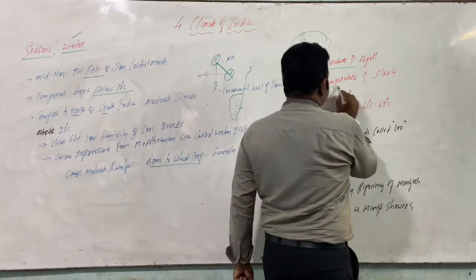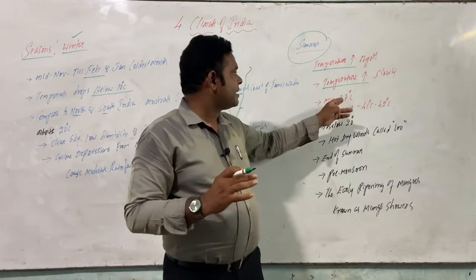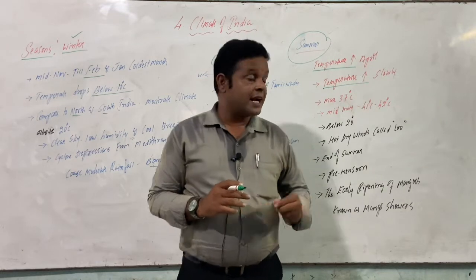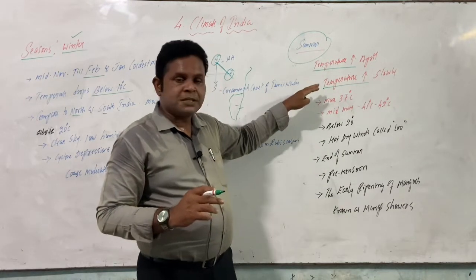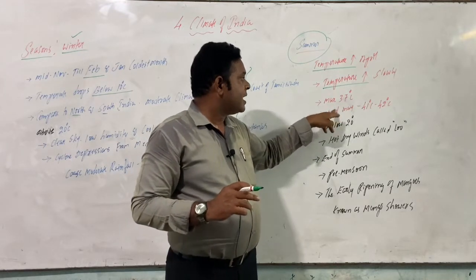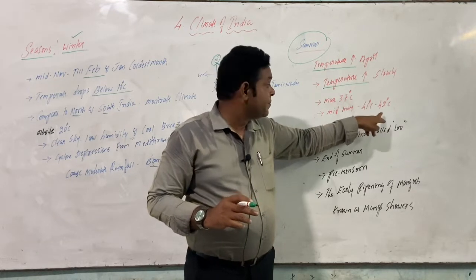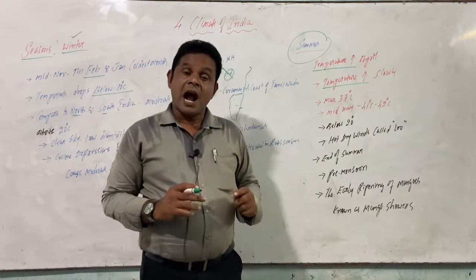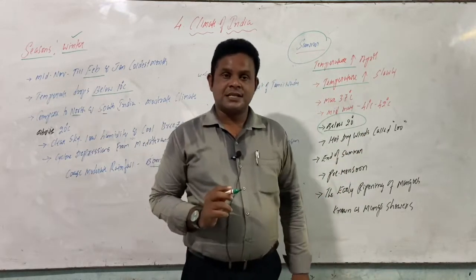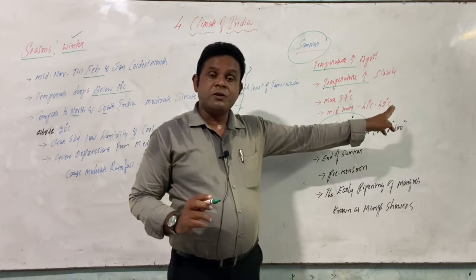So slowly what happens is the temperature rises, and that will be maximum up to 37 degrees Celsius. Not only that, as the months pass, from April to mid-May, it may even cross or reach 41 to 42 degrees Celsius. And one more thing, what does that mean? Not below 20 degrees Celsius. So minimum 20, maximum 41 to 42 degrees Celsius.